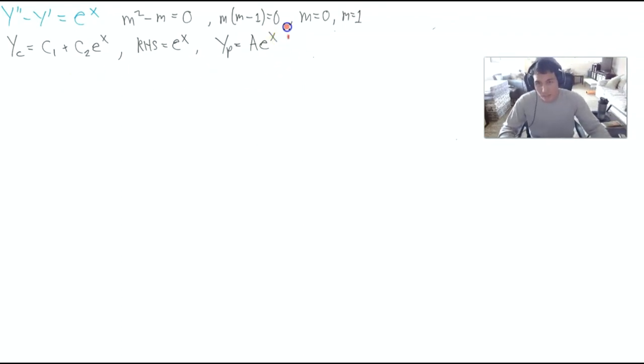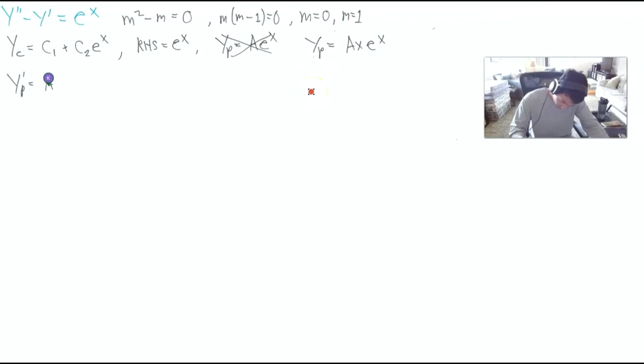However, we ask this question: is this similar to this? And yes, it is. They're identical. They are copies, duplicates. So to account for that, we cross this out, and we say yp is actually going to be equal to a x e to the x. So you multiply by x to account for the hidden multiplicity. Okay, so you can use this and find y prime of p and get a x e to the x plus a e to the x.